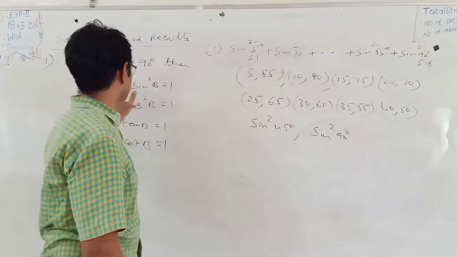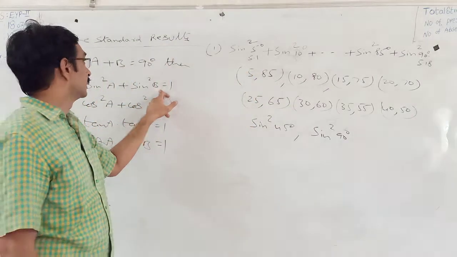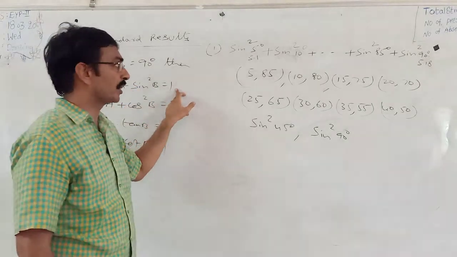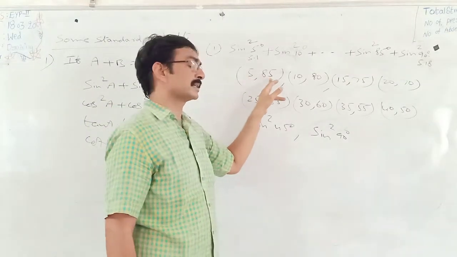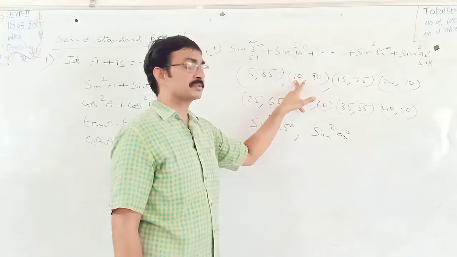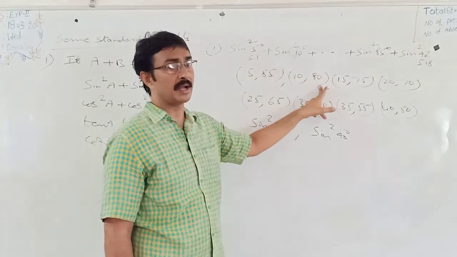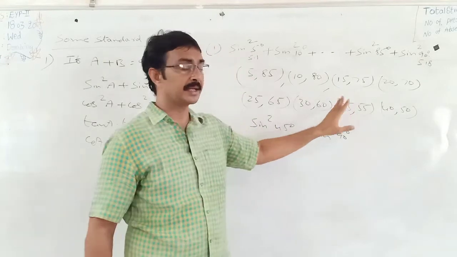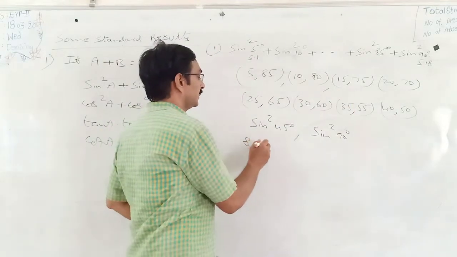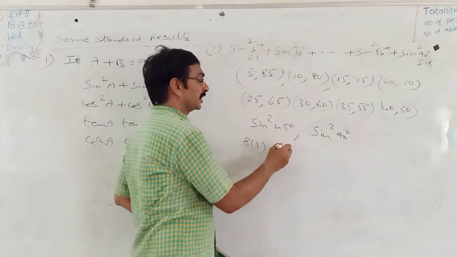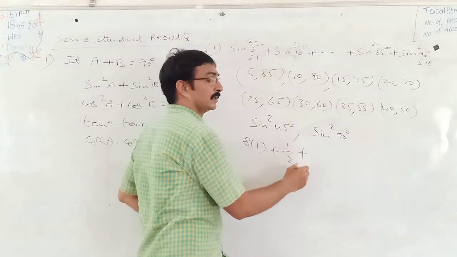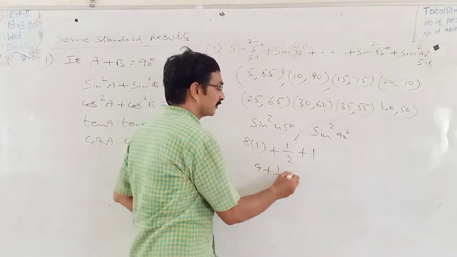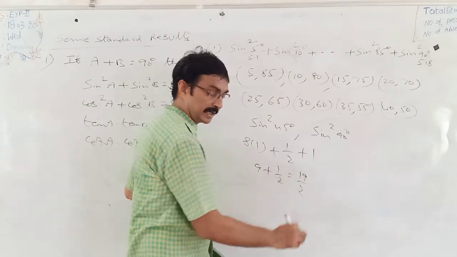So from the first result, a plus b is 90 degrees, sin square a plus sin square b equal to 1. So sin square 5 plus sin square 85 is 1, sin square 10 plus sin square 80 is 1, and so on. So 1 plus 1 plus 1 and so on, 8 times, is 8. Sin square 45 degrees value 1 by 2. Sin square 90 degrees value 1. So 9 plus 1 by 2, that is equal to 19 by 2.